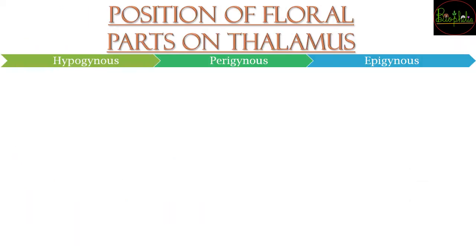The last one we are going to see is the position of the floral parts on the thalamus. So the 4 whorls that we studied so far, how these are going to arrange themselves, on that basis you are going to classify them as hypogynous, perigynous and epigynous. So first is going to be hypogynous.